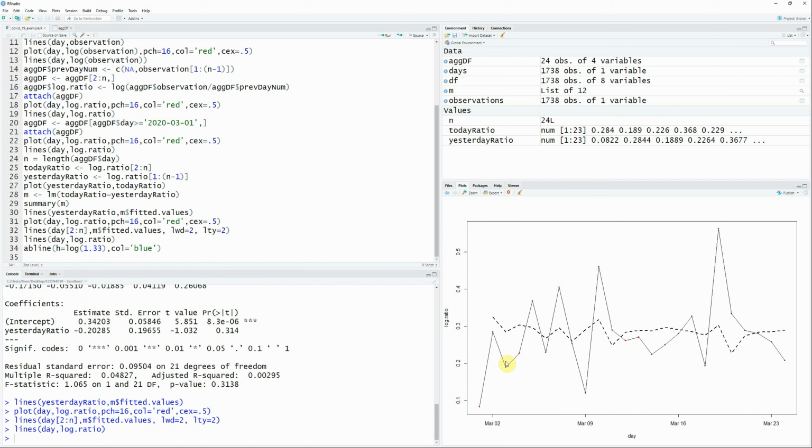So what we see here is the actual fluctuation of ratios between 2 consecutive days, and this is the average that is coming from our model. It shows that for the month of March, it's been averaging around 33% for the United States.